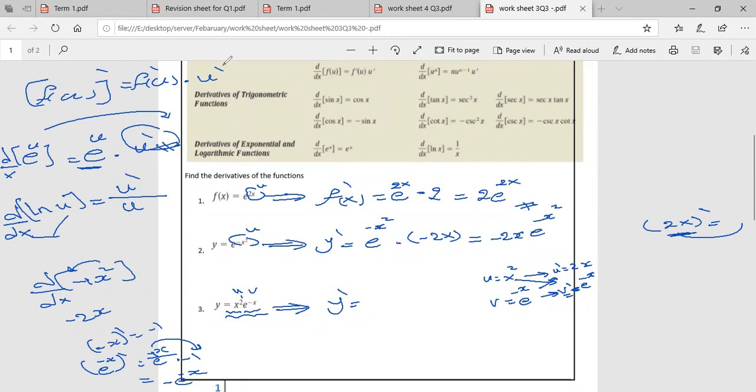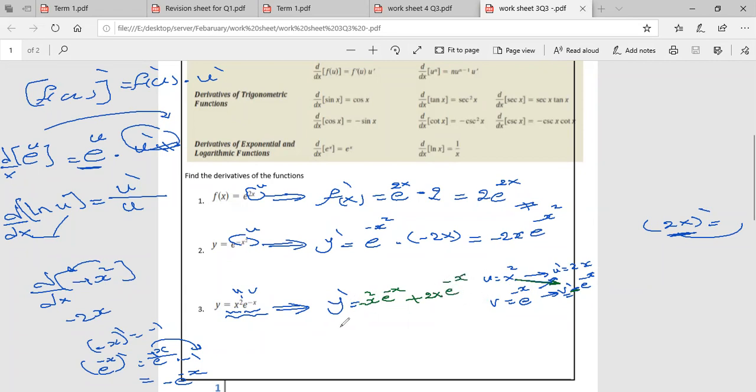Help me, Karim. Karim? It will be what? I use a cross product. x squared multiplied by negative e to power negative x. So I write the sign: negative x squared e to power negative x, plus this product, which is 2x multiplied by e to power negative x. It will be what? 2x e to power negative x.